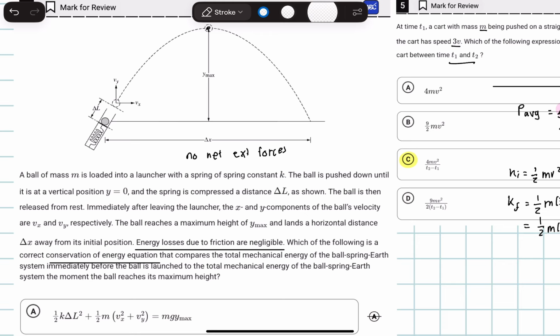Immediately after leaving the launcher, the x and y components of the ball's velocity are vx and vy respectively. The ball reaches a maximum height of y max and lands a horizontal distance delta x away from its initial position. Energy losses due to friction are negligible.